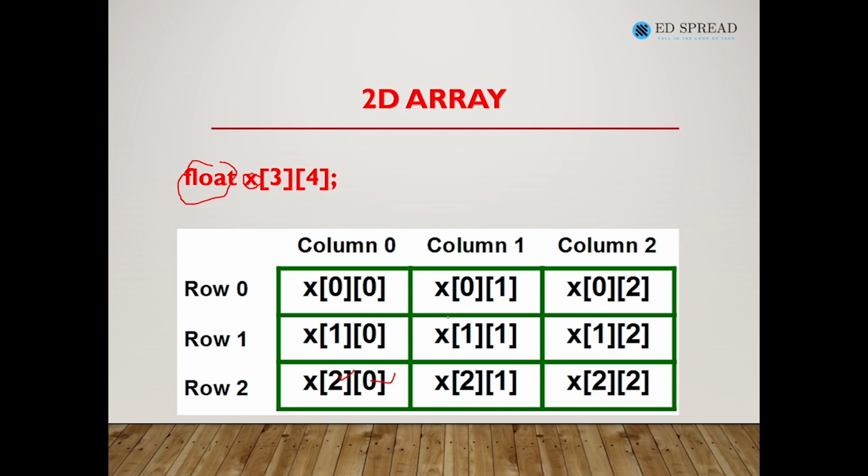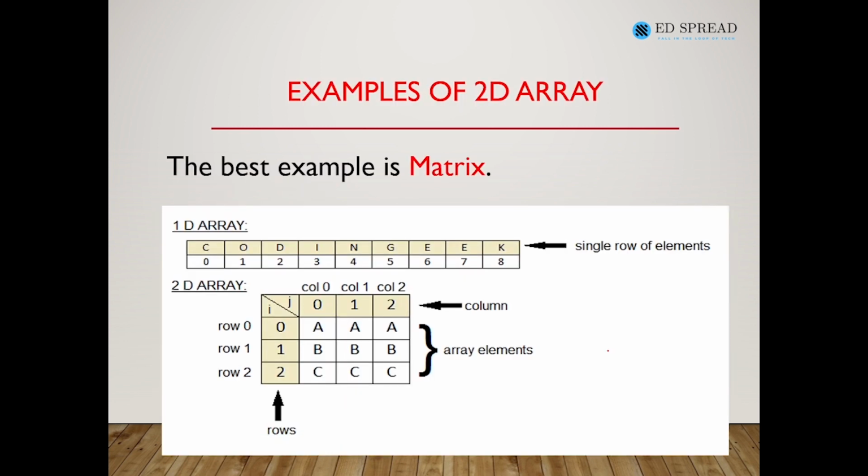So it is row one, column one, row two, column one, and here it is row zero, column two, and here it is row one, column two. Here it is row two, column two. So you can do this part. You have understood this part. The best example is a matrix.